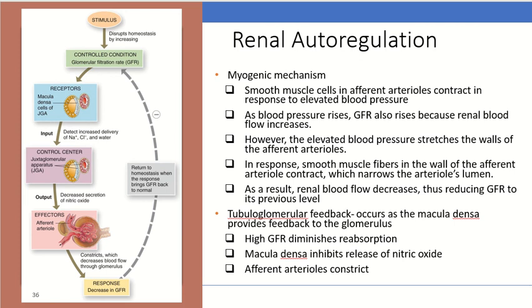We also have something called tubuloglomerular feedback, and this is going to occur in the macula densa, and this provides feedback to the glomerulus. So a high glomerular filtration rate is going to diminish reabsorption. The macula densa is going to inhibit the release of nitric oxide, and this is going to cause the afferent arterioles to constrict.